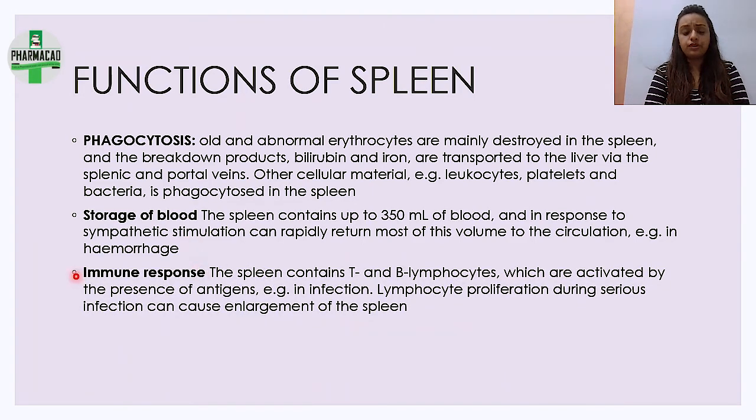थर्ड इज इम्यून रिस्पॉन्स. द स्प्लीन के जैसे ये रेड पल्प का बात हुआ, अभी व्हाइट पल्प का बात करेंगे. उसके पास T and B lymphocytes हैं which are activated by presence of antigen. अगर कुछ भी infection वगैरह हुआ then these are going to be activated and they're going to damage the bacteria, kill the bacteria. Lymphocytes proliferate during serious infection and can cause enlargement of the spleen. Just like lymph nodes could enlarge, even the spleen can enlarge.